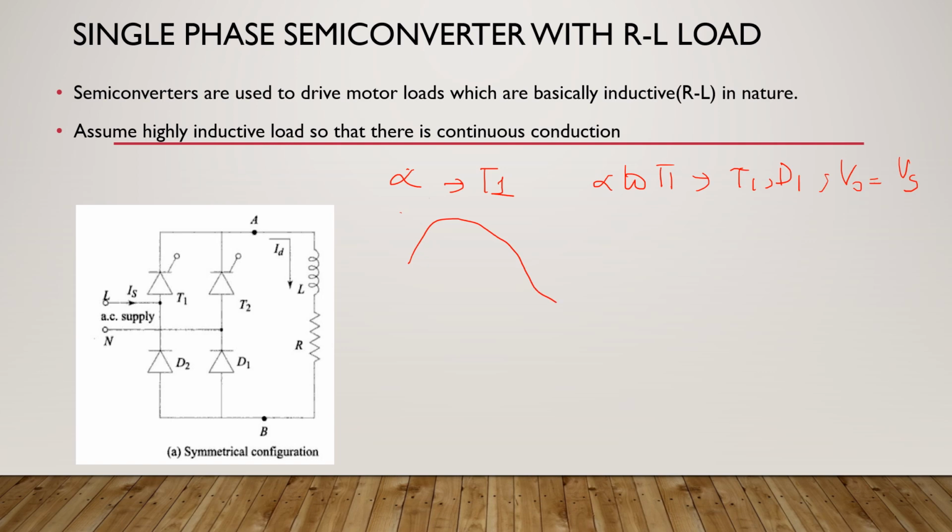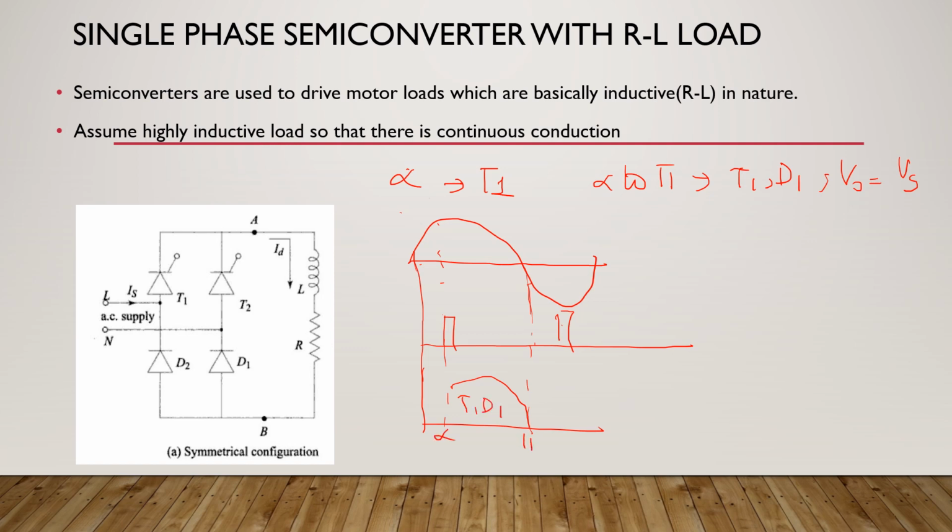Now what happens at pi? This is your supply voltage, and from alpha to pi we are firing the thyristor, with firing pulses. This is pi, then this is pi plus alpha, and so on. So pulses are coming like this. Like in the other case, your output voltage is going to be equal to the supply voltage while T1 and D1 are conducting. This is from alpha to pi. Now what is going to happen at pi?